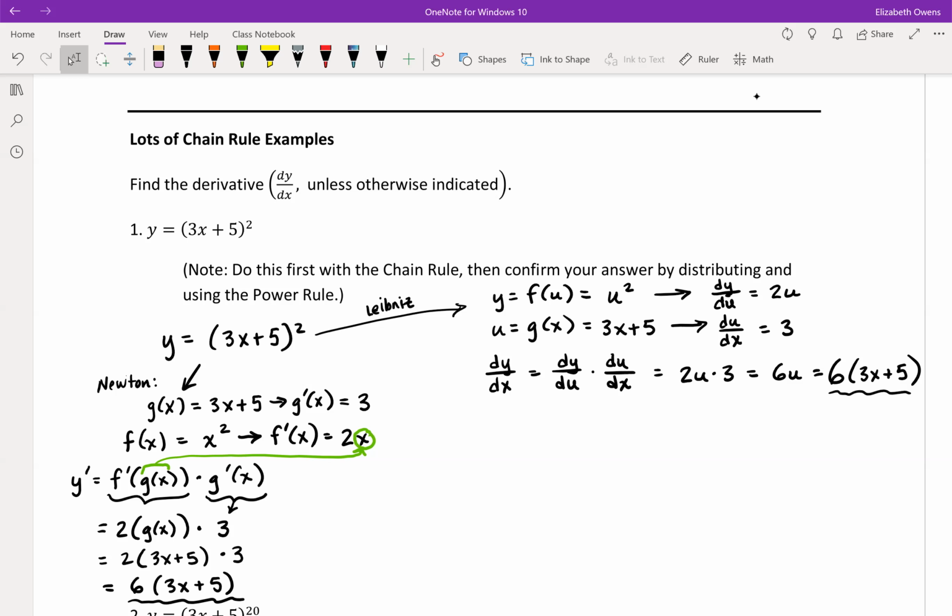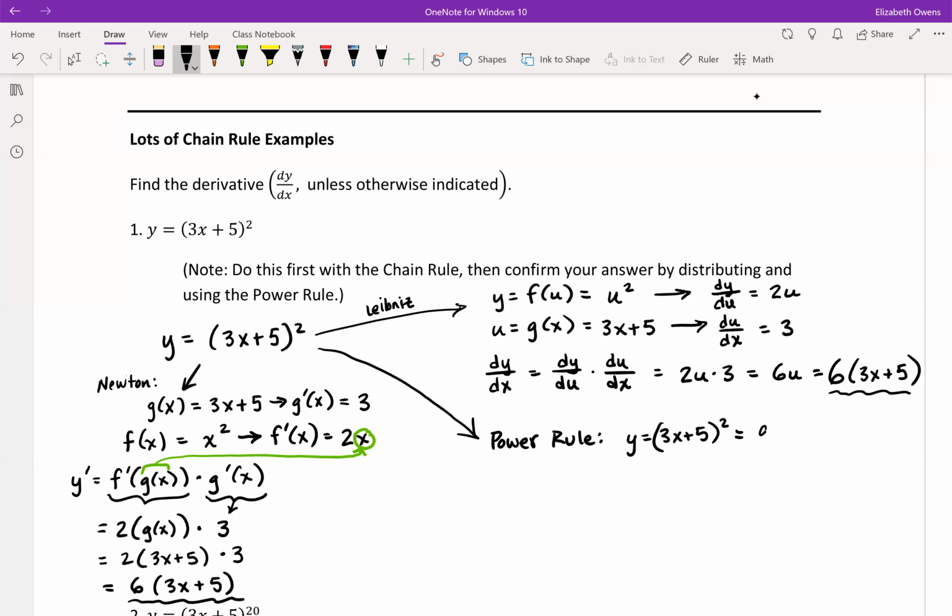And now, one more. Let's do the power rule confirmation, and then I'll show you the cover-up method in just a second here. Okay, so power rule confirmation, just to make sure that these other two methods turned out okay. So we've got y equals (3x plus 5) squared. And so we distribute that out.